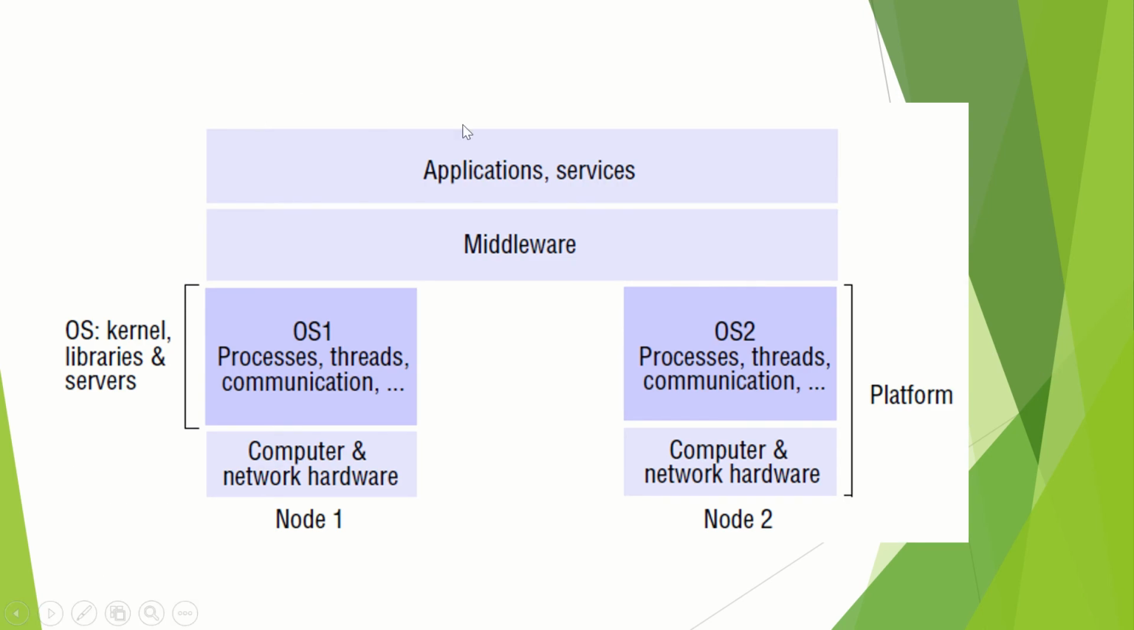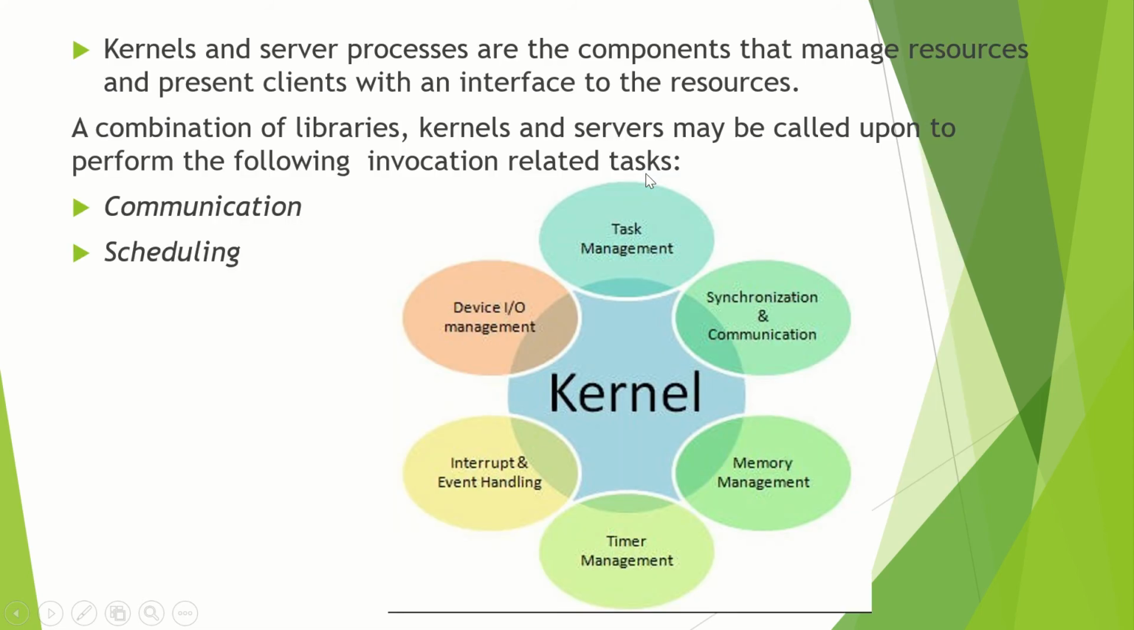So this is like the application service, a middleware, and you have an OS, operating system, which consists of kernel, libraries, and servers. And then you have node 1. Let's say you have multiple machines. You have OS 1, computer and network hardware. And then you have OS 2, process, threads, and communication, and computer and network hardware. This is node 2. So use the same middleware and application service based on the protocol.